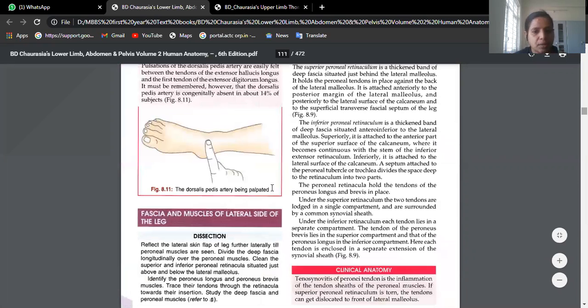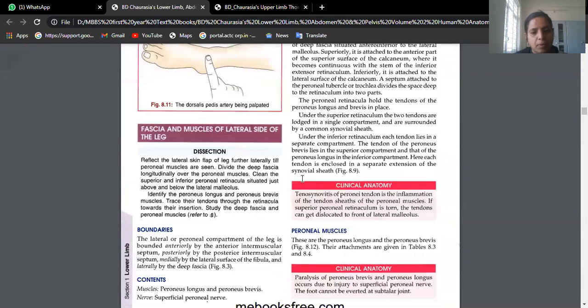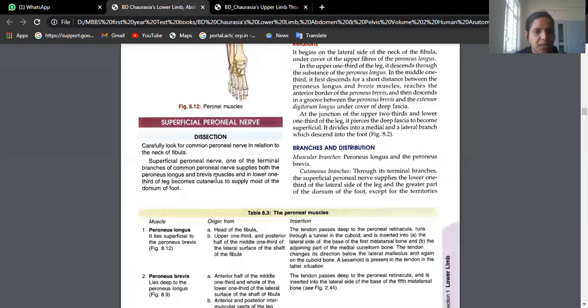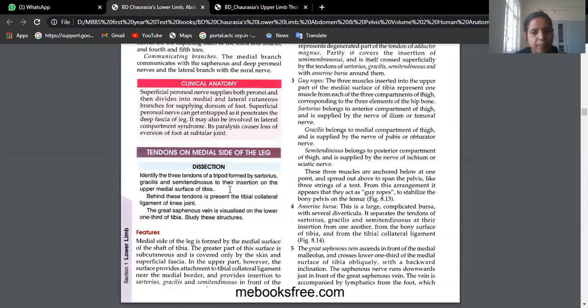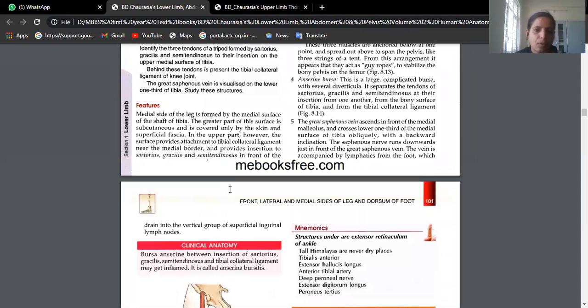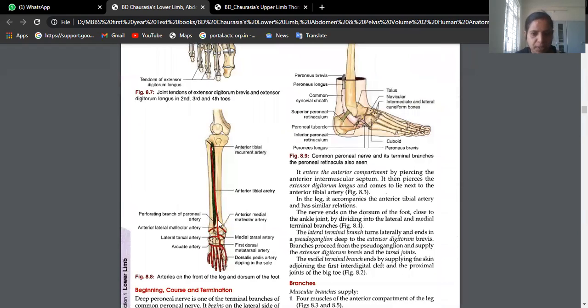Dorsalis pedis artery is also a question, beta. Dorsalis pedis artery is a continuation of which artery? Anterior tibial artery. Yes, beta. You can see this is anterior tibial artery, and its continuation is dorsalis pedis artery.